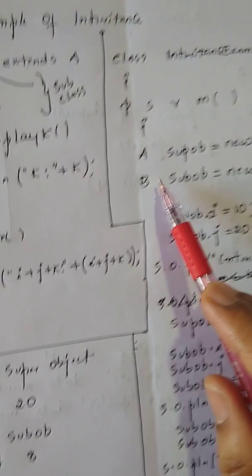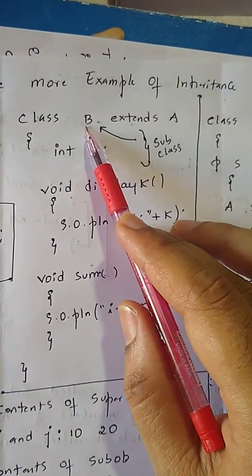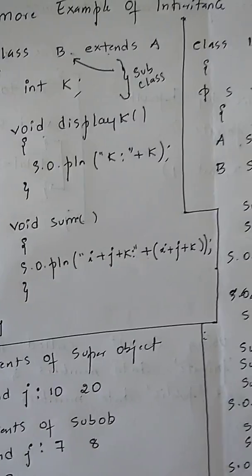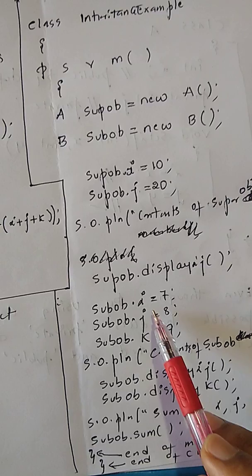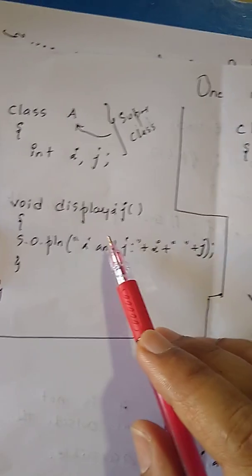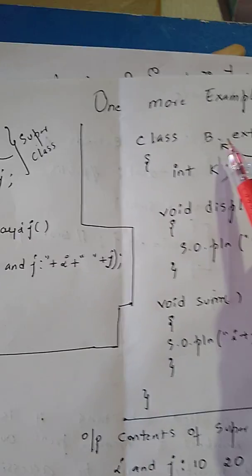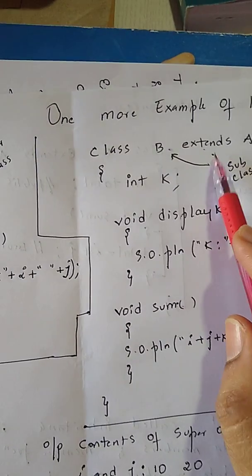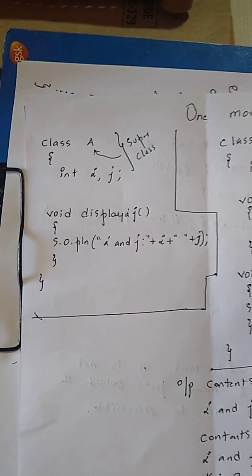Okay, so any doubts? Even though sub ob is of type B, I can access ij as well as display ij, even though they belong to class A, because there's a concept called inheritance. Okay, just copy this program along with the output in your class notes.